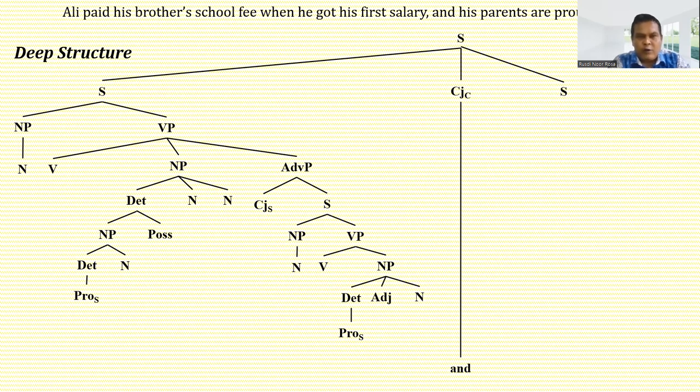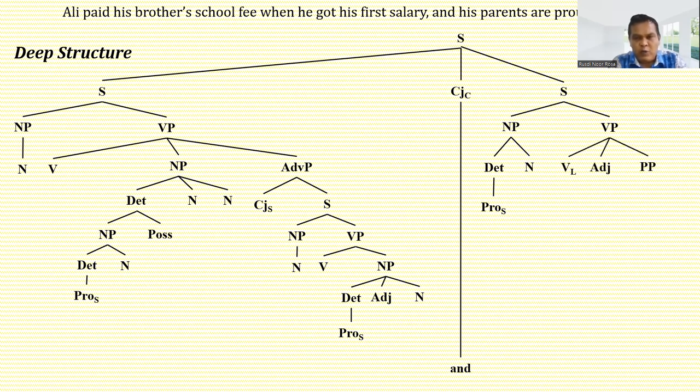Okay, now we go on to analyze the second sentence in this compound complex sentence. Now the sentence is composed of NP and VP, and NP here is composed of determiner and noun. Okay, we explore now the constituent of the determiner. And it is only composed of possessive pronoun. And then we go on to find out the constituents of the verb phrase. And in this sentence, the verb phrase is composed of linking verb or VL, then adjective, and then prepositional phrase.